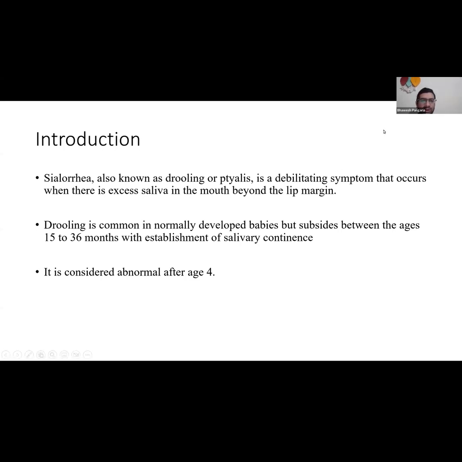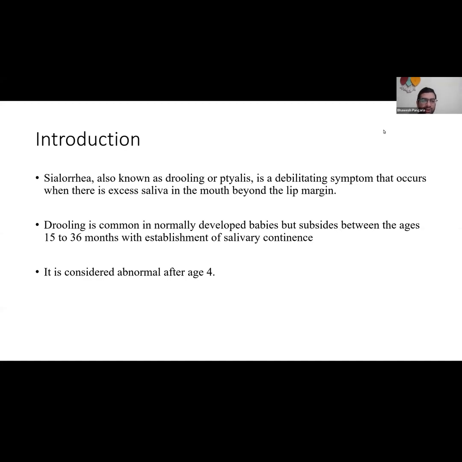Coming to the introduction, sialorrhea, also known as drooling or ptyalism, is a debilitating symptom that occurs when there is excess saliva in the mouth beyond the lip margin. Saliva is produced by salivary glands. Almost 1.5 liters of saliva is produced per day. There are major salivary glands and minor ones. The major are two parotids, two submandibular, and two sublingual, and there are many other minor salivary glands. These are present for salivation.